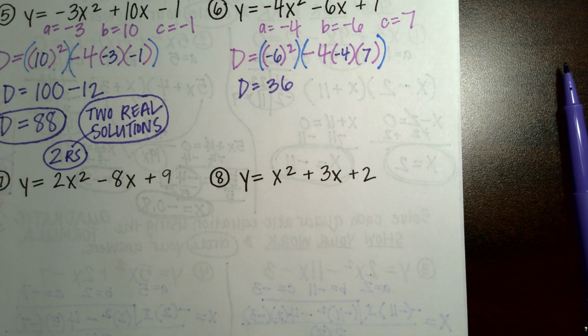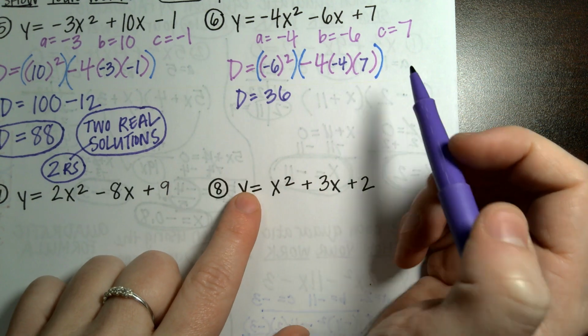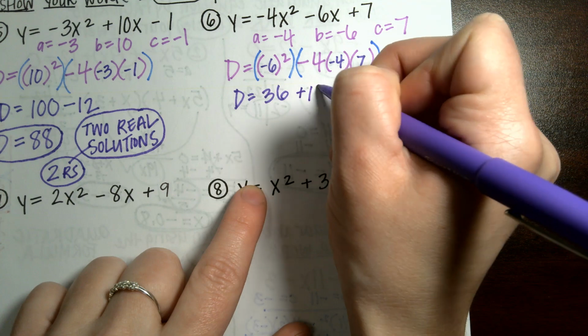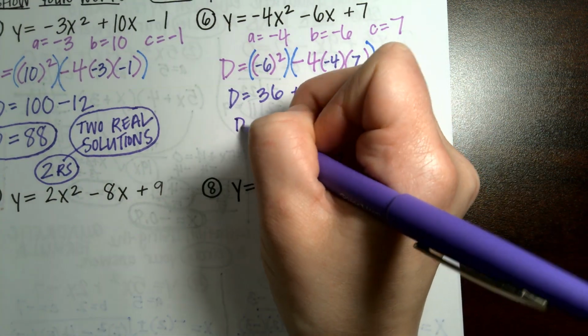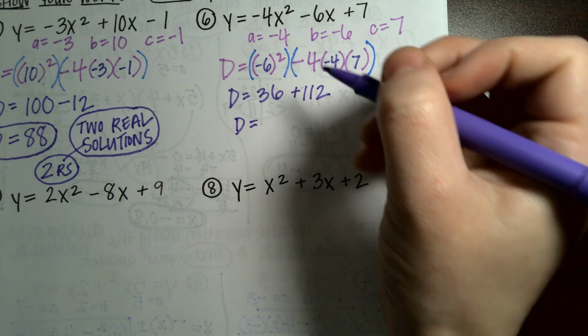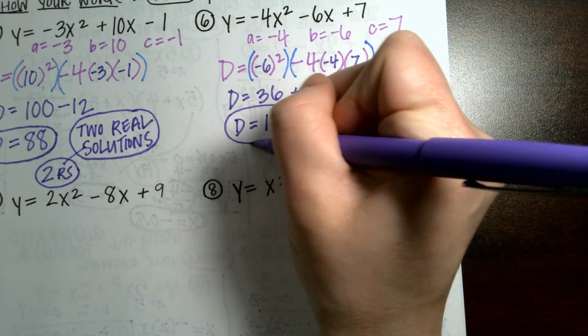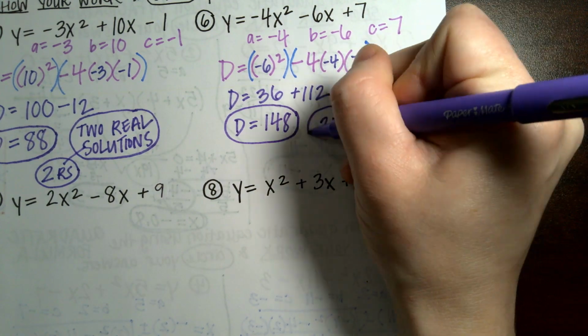Does everybody get that? Anytime you square a number, it's always going to be positive. Okay. And then we said that was 112. Are we adding 112 or subtracting? Good. Add 112. So what is that going to give us as our answer? 148. Good. How many solutions are there? 2. 2 RS.